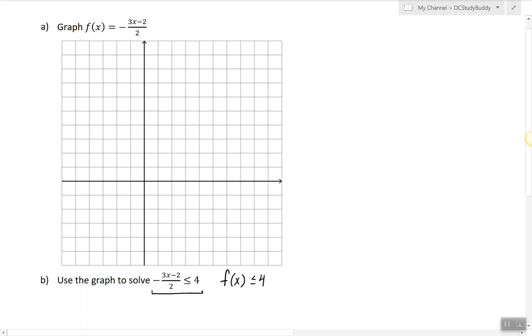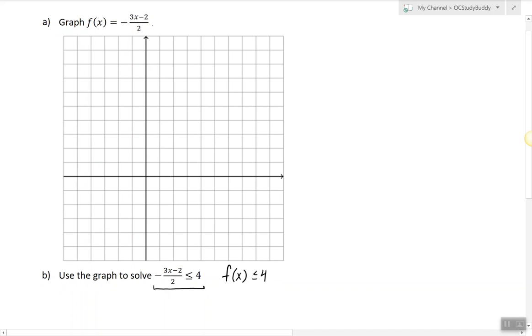So first, let's go ahead and graph the function, and here we can notice that this function is actually linear, and it can be written in slope-intercept form by distributing 2 into the numerator. So this is the y-intercept and this is the slope.